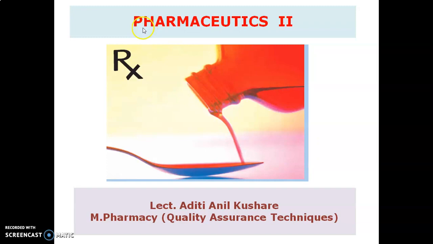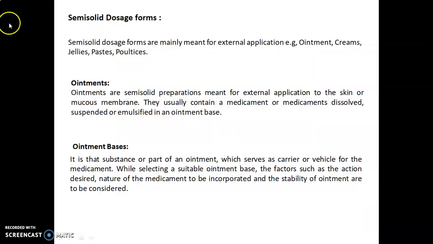Today we are going to discuss the experiments from Pharmaceutics 2. First of all, we are going to discuss semi-solid dosage forms. Semi-solid dosage forms are mainly meant for external application, for example ointments, creams, jellies, pastes, poultices, etc. In that, we will discuss ointments.